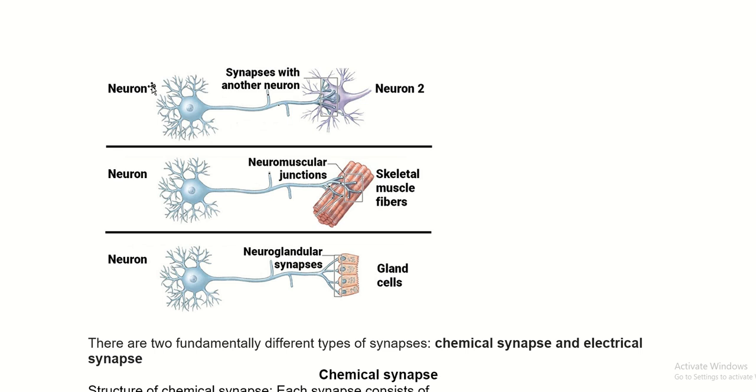Through this synapse, the action potential of the neuron is passed to another neuron. And in this neuromuscular junction, the action potential of the neuron is passed to the muscle, and the action potential is spread to the muscle, and muscular contraction occurs, a movement occurs. Here, the terminal portion of the axon forms the neuroglandular synapse, and when the action potential reaches the gland, glandular secretion occurs.